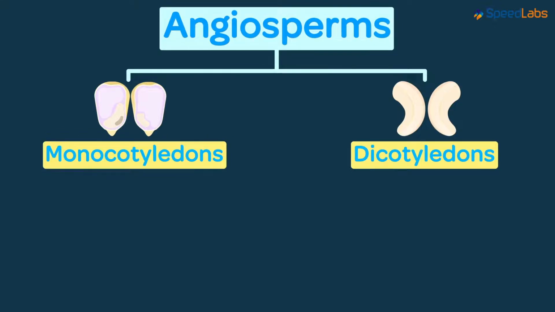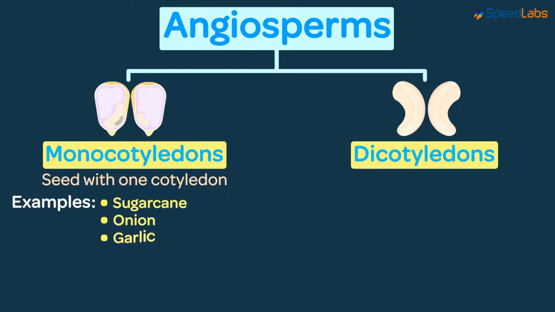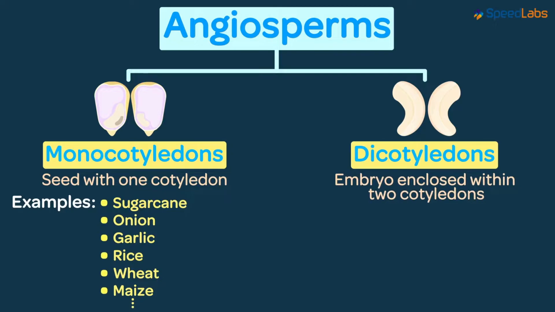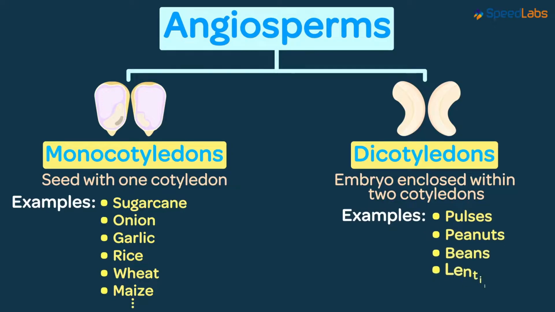Monocotyledons, as the name says, are those in which the seed has one cotyledon, the outer nourishing tissue. The most common examples of monocots include sugarcane, onion, garlic, rice, wheat, maize, and several others. Dicotyledons, on the other hand, are the ones in which the embryo is enclosed within two cotyledons. Examples: pulses, peanuts, beans, lentils, and even fruit plants like mango come under the category of dicots.